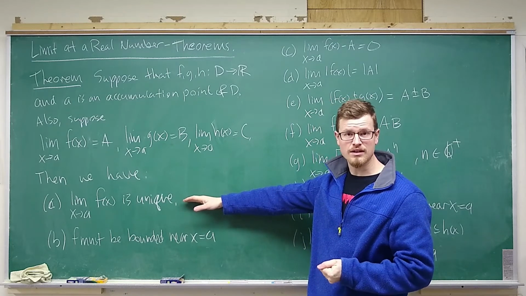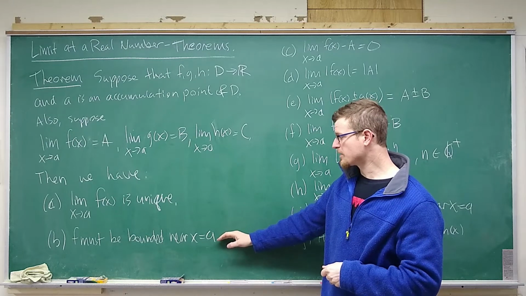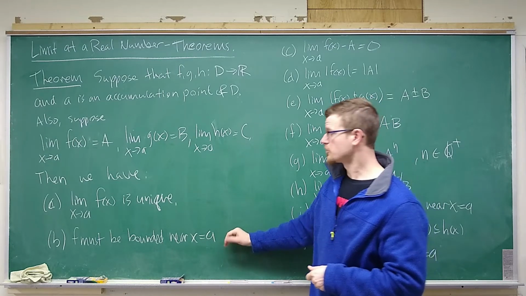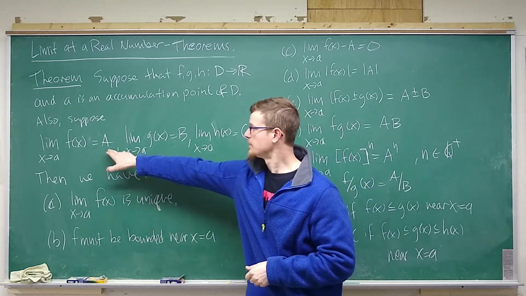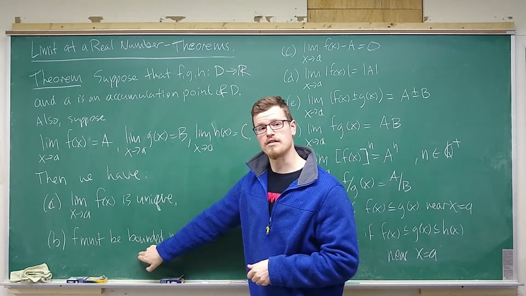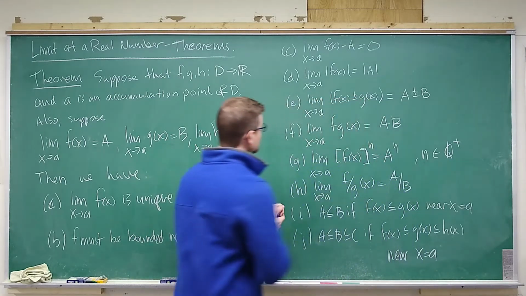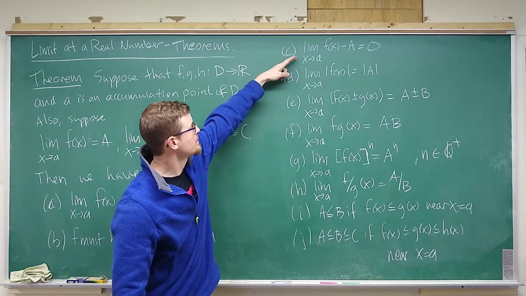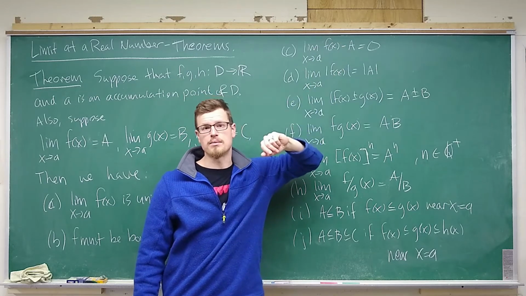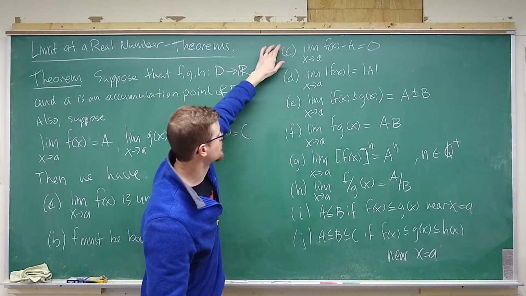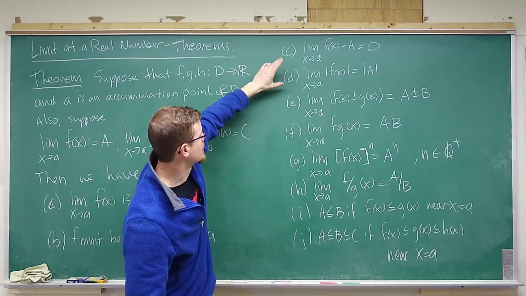First, the limit is unique. Excellent. f must be bounded near x equals a. So wherever we're taking the limit, as x approaches a, since there is a limit, f must be bounded. Of course, g and h must also be bounded as well. We also have that the limit of the function minus its limiting value would give us 0. This is really just a result of part E here. We'll get to that in a moment.